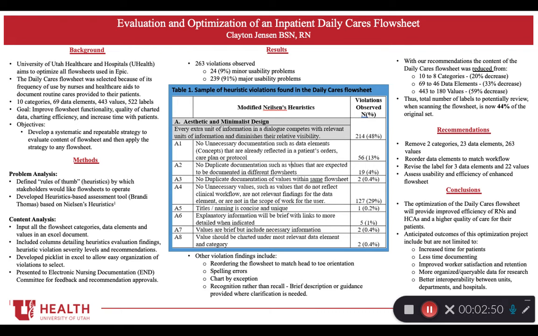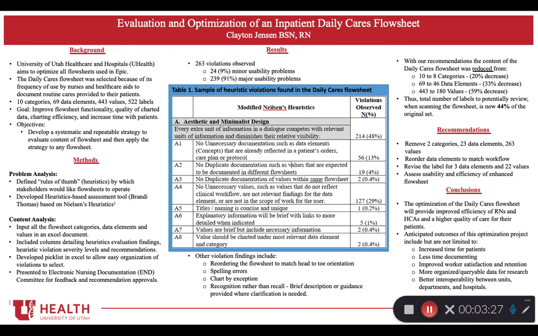And then ultimately, we presented all of this information and our heuristics tool to the Electronic Nursing Documentation Committee, which comprises leaders and stakeholders throughout the University of Utah healthcare system. They provided us feedback and approvals for our recommendations. Now, the results that we had were that we found 263 violations observed, 24 of which were minor usability problems, and 293 which were major usability problems.